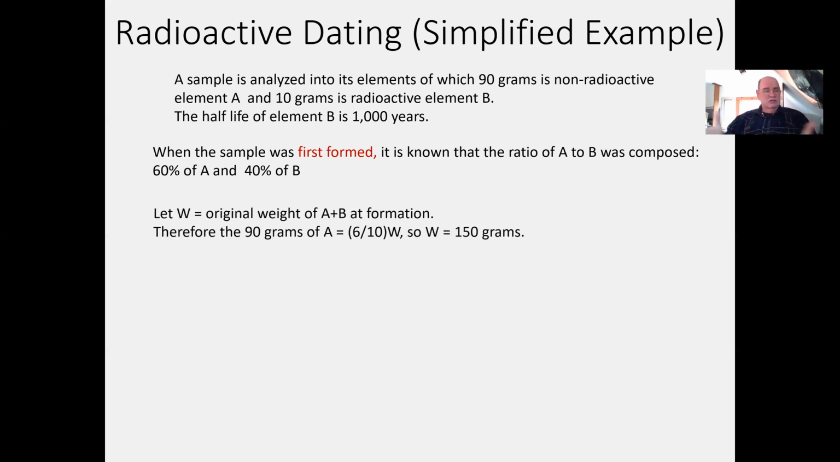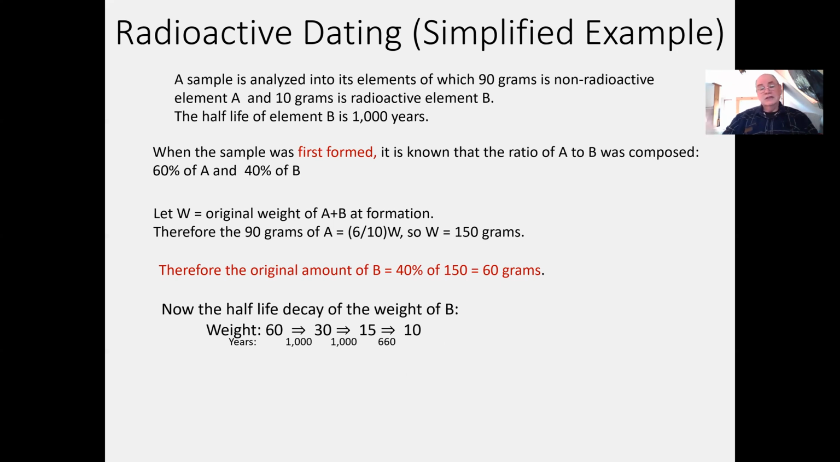Because the original weight was A plus B, and now it's only down to 100. But if the 90 grams of A is 60% of the original weight, the original weight is 150 grams. If 40% of that 150 grams originally was B, that means we started with 60 grams of radioactive B back in that event that you can identify. So we have 60 grams at the beginning, we now have 10. Well, it took 1,000 years to get from 60 to 30. It takes another 1,000 years to get from 30 to 15. And let the mathematicians figure out it takes 600 years to get from 15 down to 10. And so we can date this thing as 2,600 years old.